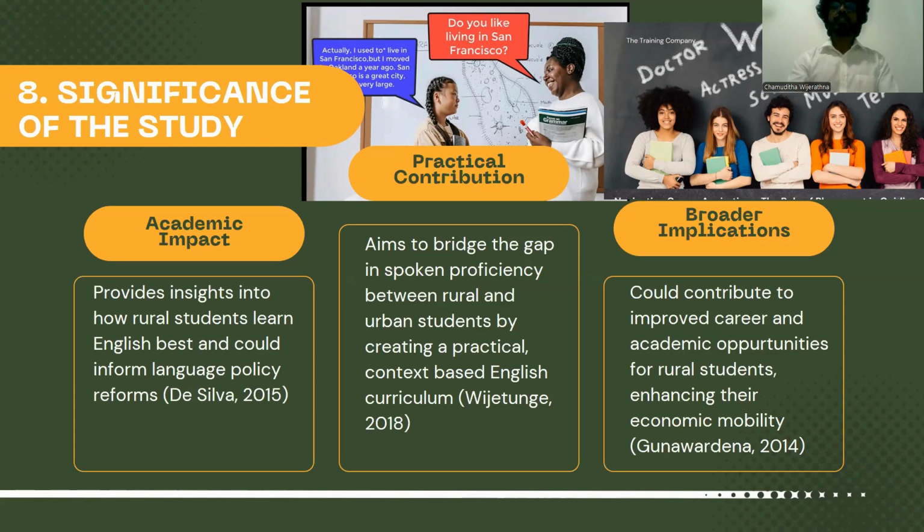So the second one is practical contribution. By bridging the proficiency gap between rural and urban students, this study offers a model for context-based curriculum development according to Wijerathna 2018. So the third one is broad implications. Improved spoken proficiency could enhance career and academic opportunities, fostering upward social and economic mobility for rural students according to Wijerathna 2014. Moving on to the next slide.